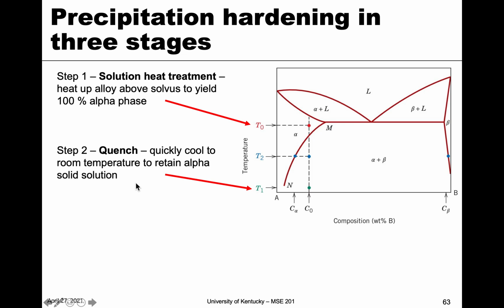The second step is not to actually go straight to forming precipitates. The second step is actually to quench. So we rapidly cool to T1. And what this does is it retains that alpha solid solution. So we basically quench the structure that we have at T naught at T1. And that's done for a very specific purpose, and we'll talk about that in a second.